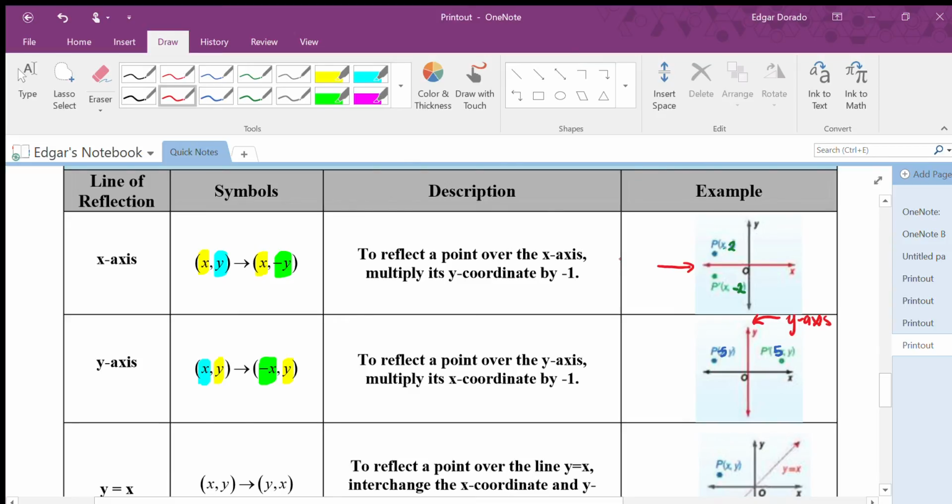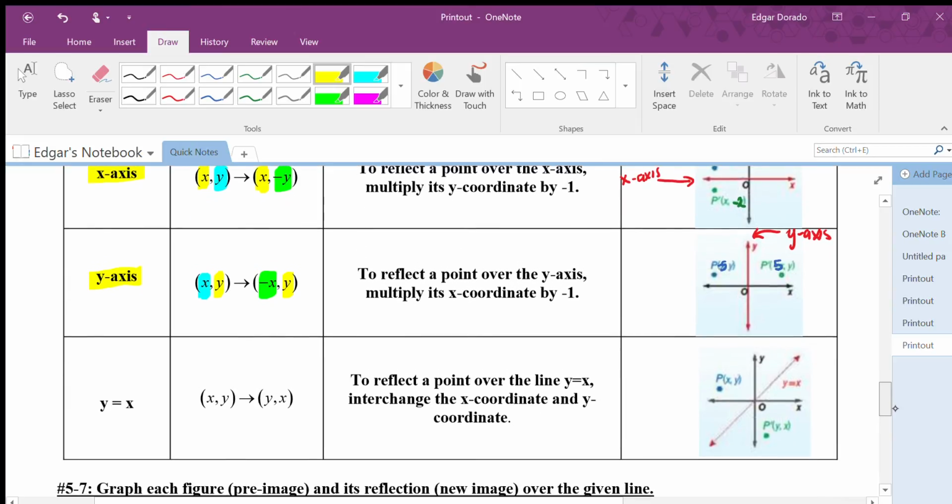Earlier, we reflected along the x-axis. All right? So those are the differences between those two. If you're reflecting along the x-axis, keep the x's exactly the same and just change your y's. If you're reflecting over the y-axis, keep the y's the same and just change your x's. If it was a positive, make it a negative. If it was a negative, make it a positive.